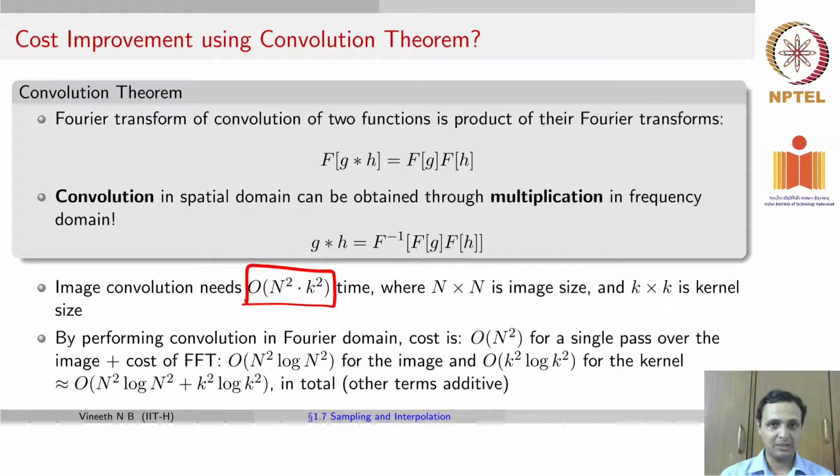In our case, an image has n square pixels, so the cost of computing its fast Fourier transform is going to be order of n square log n square. Similarly, order of k square log k square for the kernel, which is of size k cross k. So together, your computation is going to be of the order of n square log n square plus k square log k square. Any other computations that you're going to have are going to be additive, and this will be the largest component which will overshadow the others.